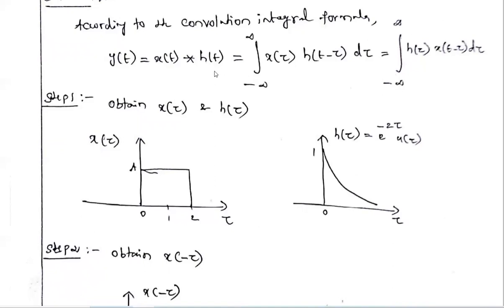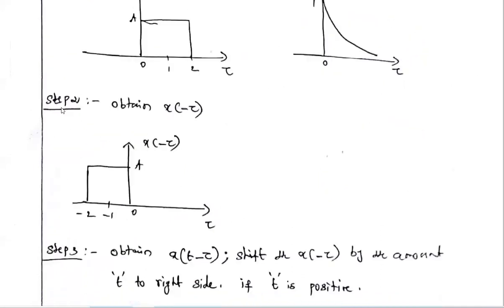So now we are going to use h of t convolution with x of t. In the previous video, in order to obtain h of t minus tau, first we had to obtain h of minus tau, then shift. Now we are going to use this formula, so we have to obtain x of minus tau, and that x of minus tau you have to shift by t seconds. So the next step is to obtain x of minus tau.